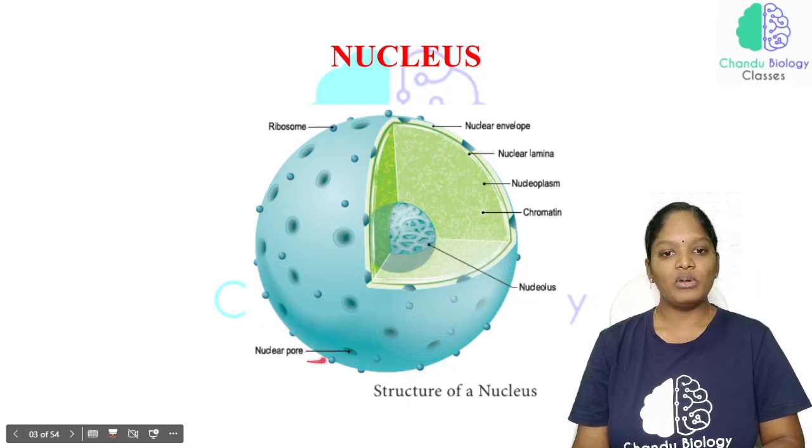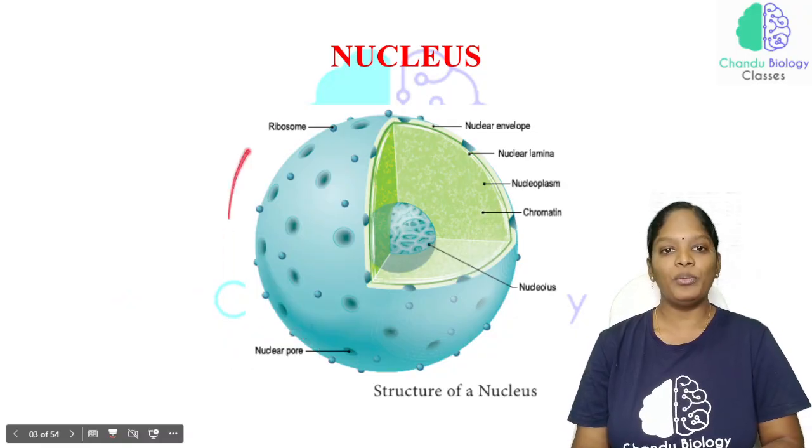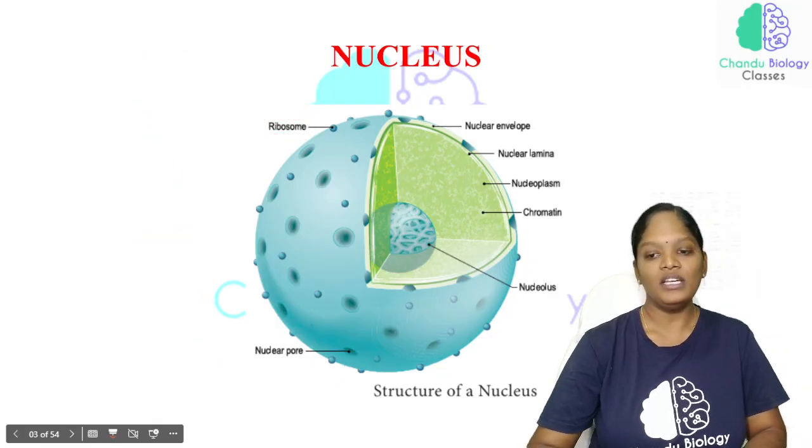We are going to discuss that. And the nuclear envelope has lots and lots of pores within it. Approximately 3000 pores can be seen in the nucleus. That is why we call them nuclear pores. And we also have ribosomes. So these are all the structures which can be present in the nucleus.